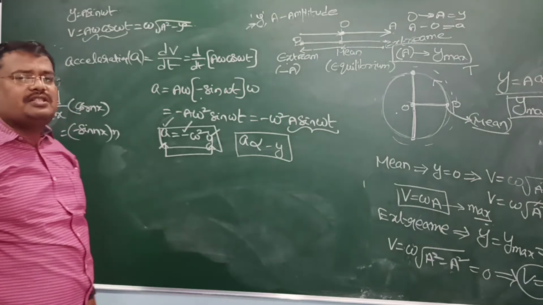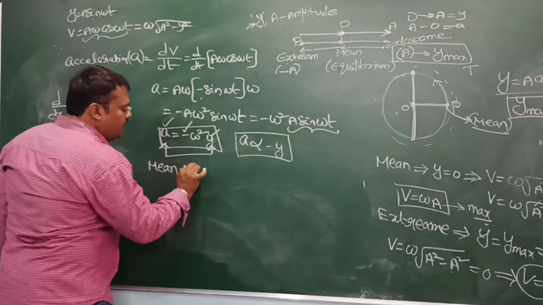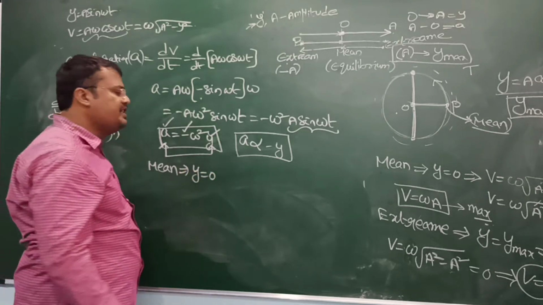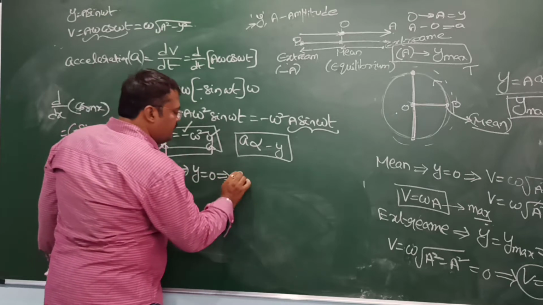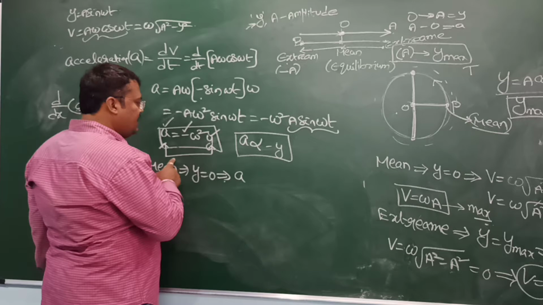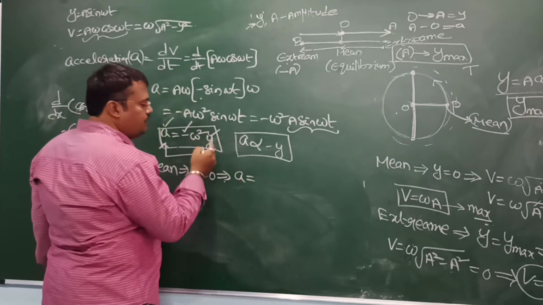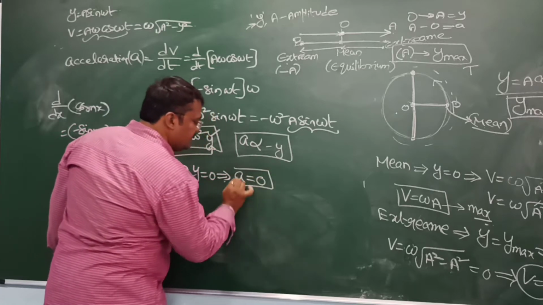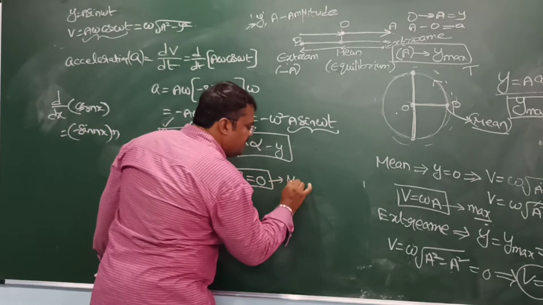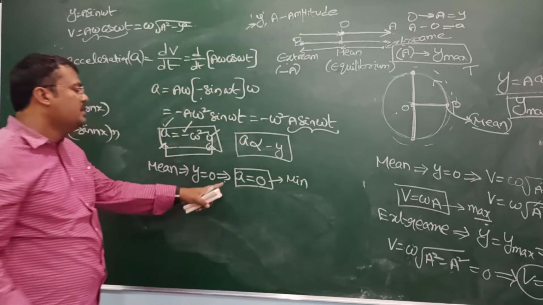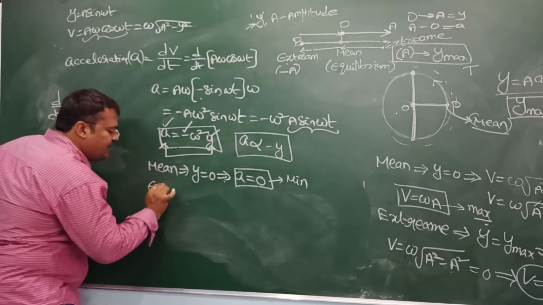Then what about the acceleration at the mean and extreme positions? Let us observe. At the mean position, we know the displacement of the particle is 0. Then y is equal to 0. Then what about the acceleration? Acceleration is equal to omega square into y, that is 0 you will get. Means at the mean position y is 0, a is equal to 0, means the minimum acceleration exists at the mean position.